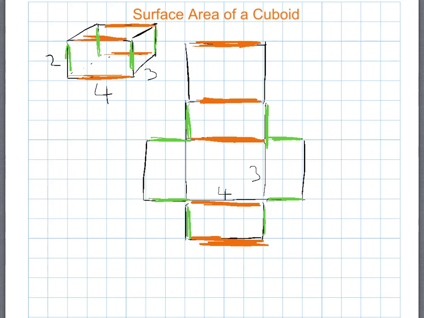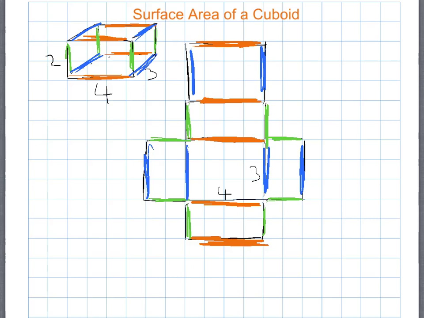If we then look at the depth, that is a depth of 3, which I'm now going to draw in blue. So all the lengths which are 3 are going to be drawn in blue.